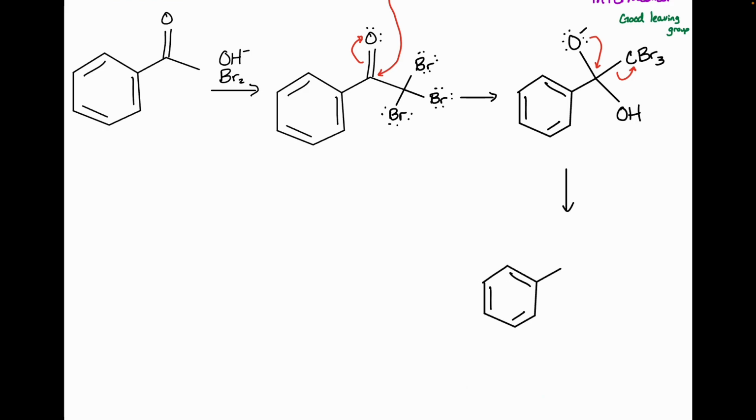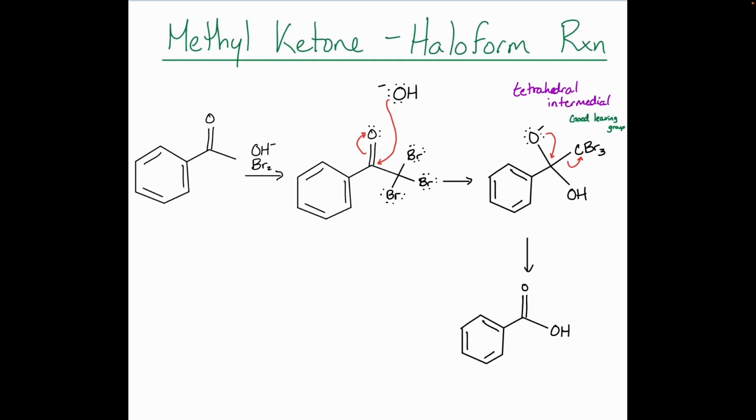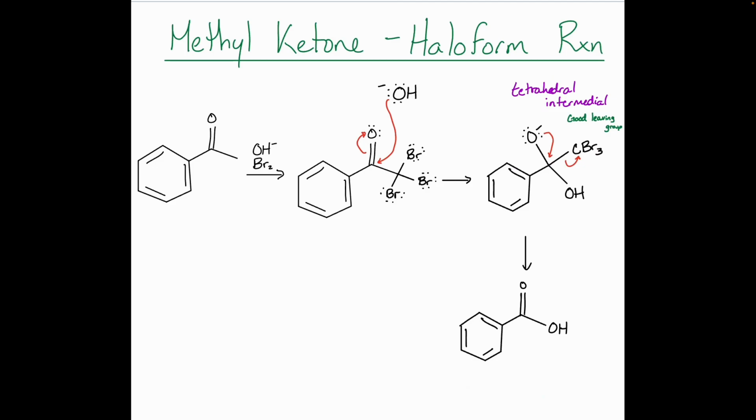So we can convert a methyl ketone into a carboxylic acid using this haloform reaction, bromine in the presence of a base. Because you get your normal alpha carbon halogenation reaction, but then you've created a fully halogenated carbon which can act as a good leaving group.